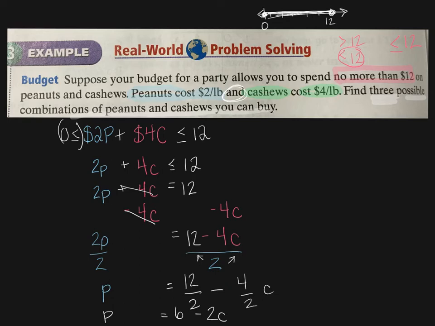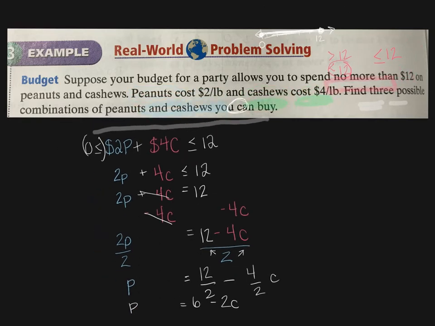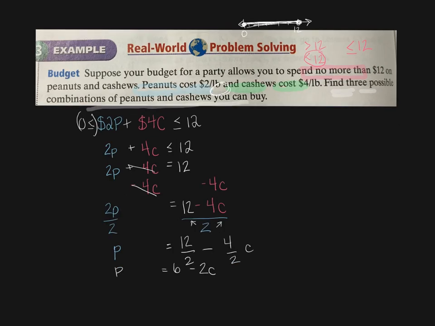It's still not quite in the right form, so let's do a little bit of rearranging here. P equals negative 2c plus 6. Remember, bring this whole guy over here, and this guy over there. Now this is in the form y equals mx plus b, and this is really easy to graph.